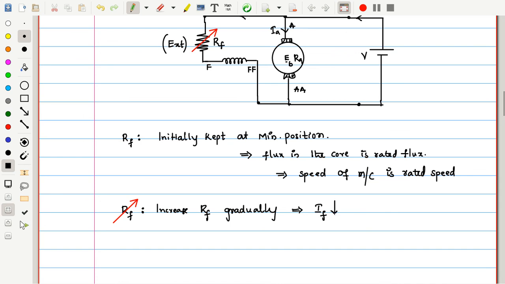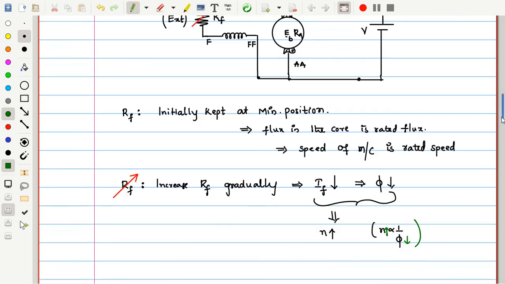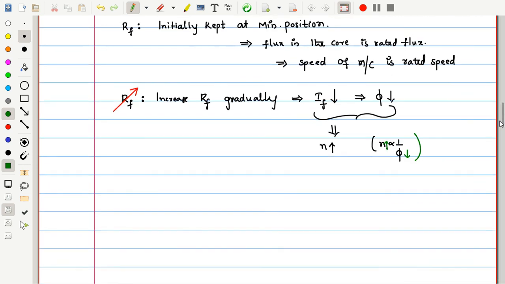IF will reduce. If IF reduces, what is the consequence? Field flux reduces. If field flux reduces, as a result of this, the speed will increase. Why? Because speed is proportional to 1 by phi. If phi reduces, speed will increase. Now try to observe one important consequence of this: you can increase the speed only above the rated speed, but you cannot control the speed below the rated speed.